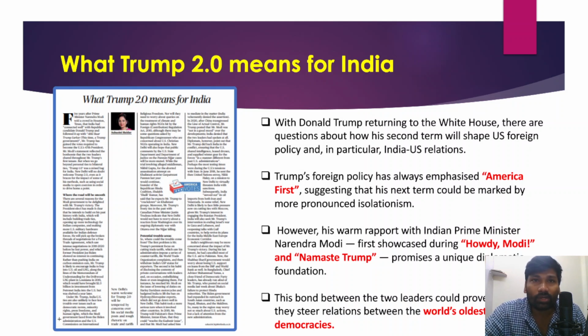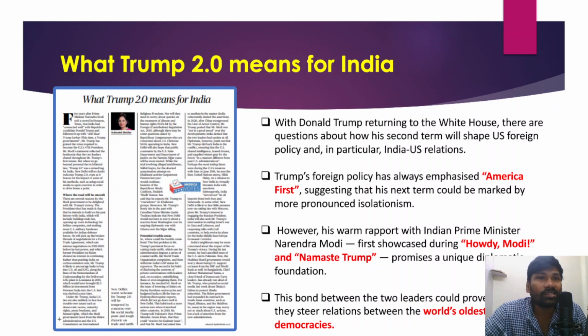In this context, it is very important how US foreign policy can shape India-US relations in coming years. When we look into Donald Trump's foreign policy, it always emphasizes the America first policy. Even in his first term, he won the elections and came to power calling for an America first policy. The second term also emphasizes the America first policy.